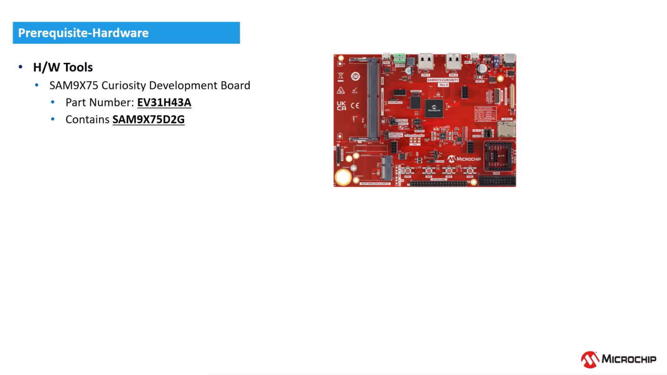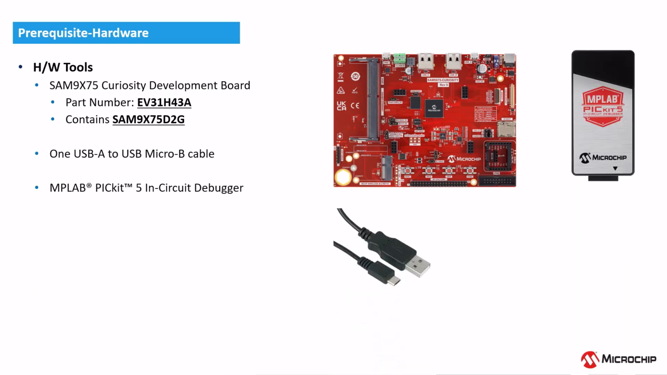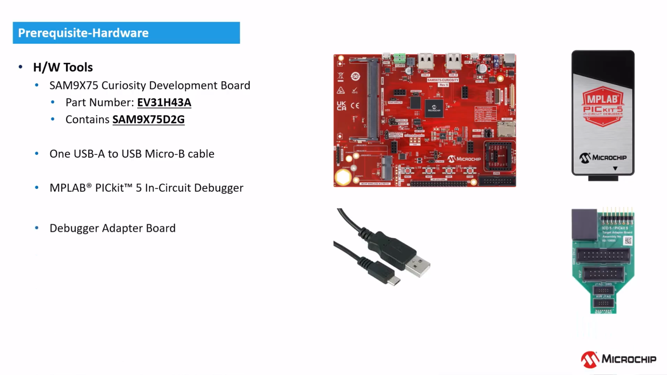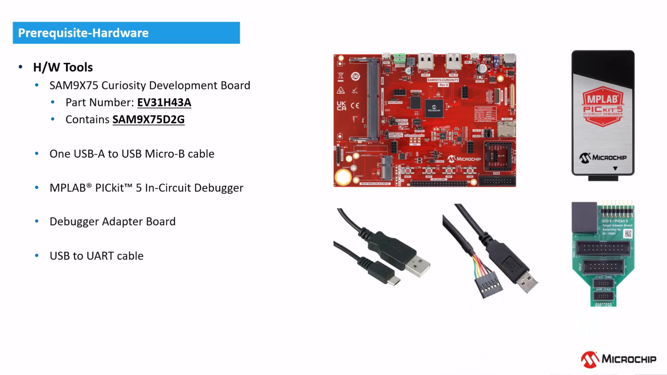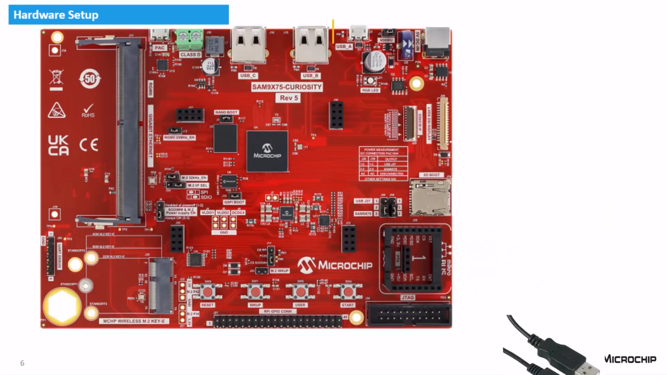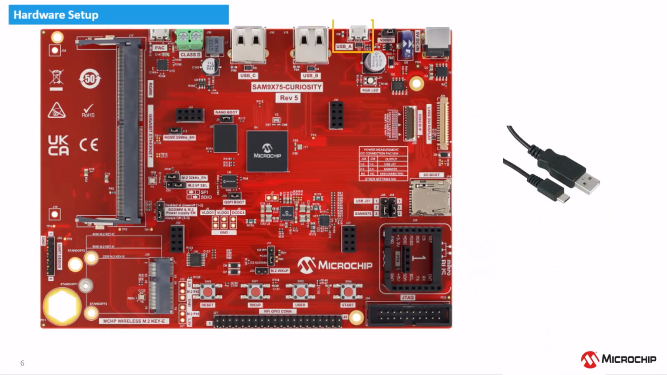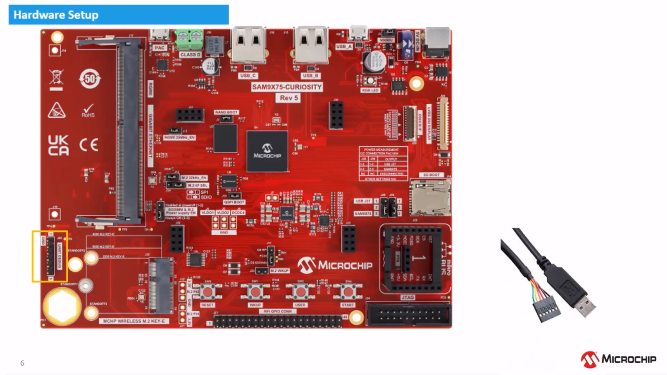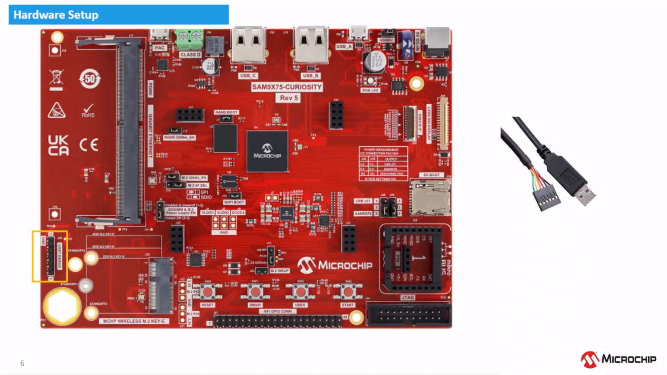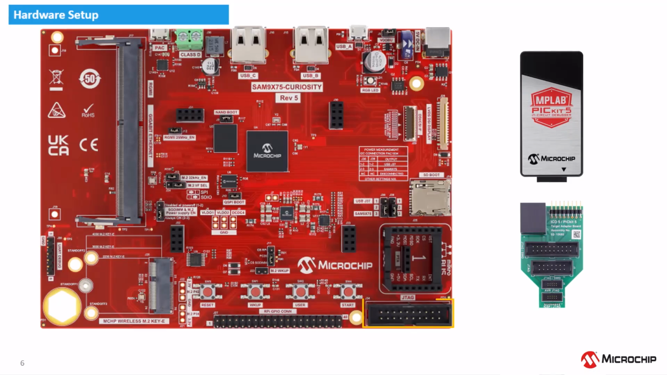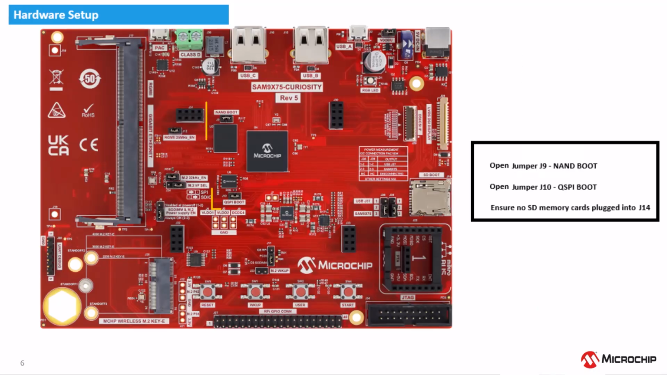The required hardware are SAM9X75 Curiosity Development Board, micro-B USB cable, MPLAB PICkit 5 in-circuit debugger adapter board, and USB to UART cable. Power the board by connecting USB micro-B cable to J2. Connect USB to UART cable to J35. Connect the PICkit 5 debugger to J34. Open jumpers J9 and J10 to disable booting from NAND and QSPI flash. Ensure no SD memory card is plugged into J14.